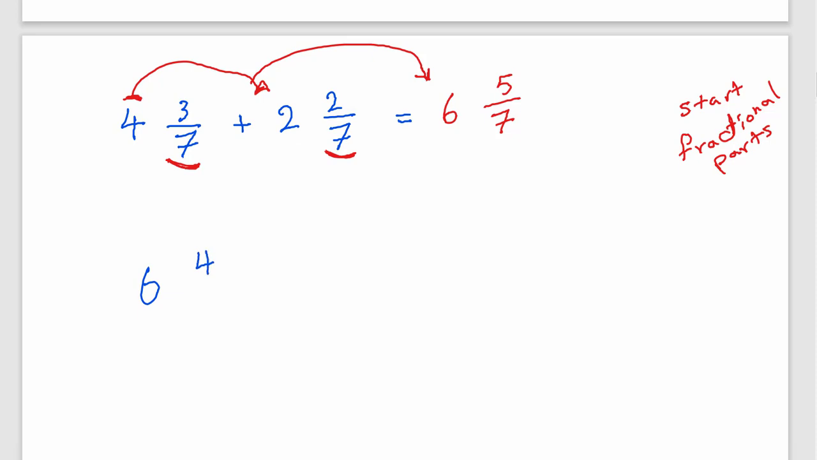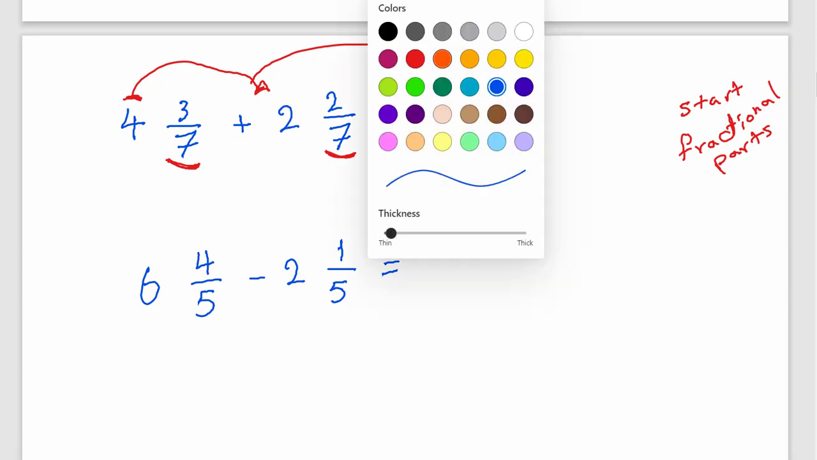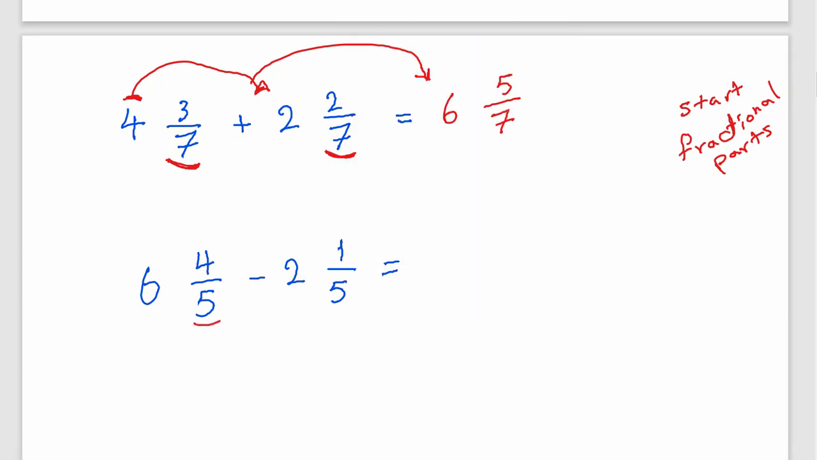Okay, let's do another one, and this time let's make it minus. Six and 4/5 minus 2 and 1/5. Let's do the same again. Start with the fractional parts. 4/5 minus 1/5 gives us 3/5. And what about 6 minus 2? It will be 4. So 4 and 3/5. I think that it's very easy now.